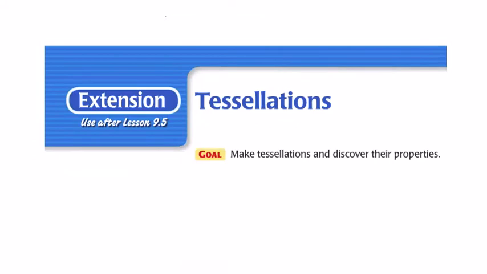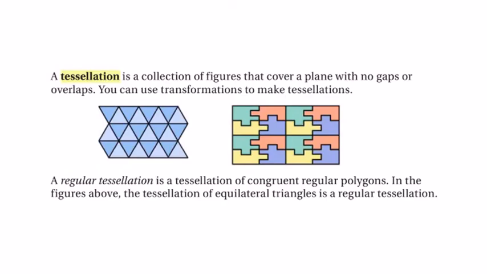Hello everyone, in this video we're going to be discussing tessellations, which begins on page 616. This is really where geometry and mathematics meets art and a lot of construction and architectural ideas. A tessellation is a collection of figures that covers a plane with no gaps or overlaps. So we can't have either of those things.